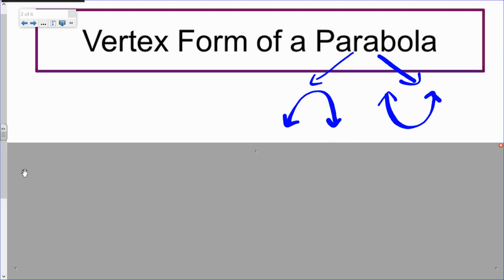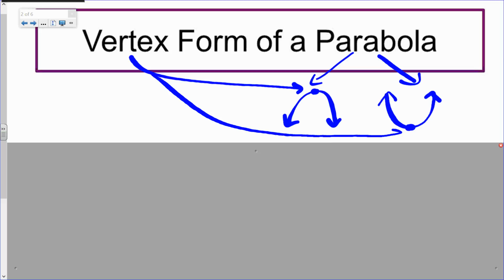Now, the graph can open down like this, or the graph can open up. But either way, there's always a highest point or lowest point. That highest point and lowest point is called a vertex. Go ahead and put an arrow from the word vertex and point at the vertex of either parabola here. I drew 2 parabolas, and so are you. Go ahead and do that.